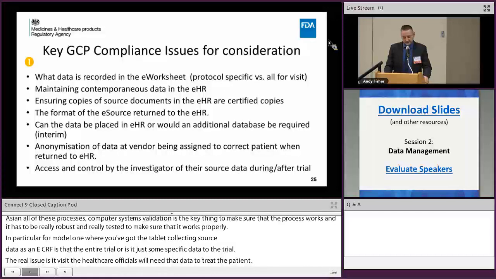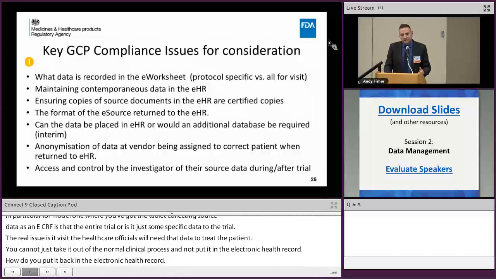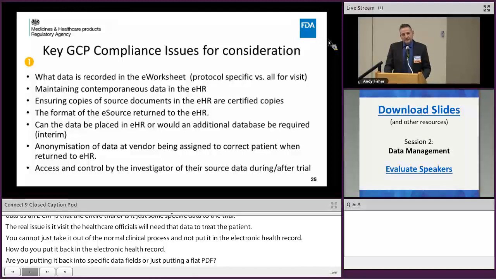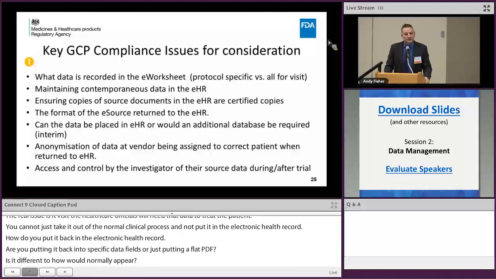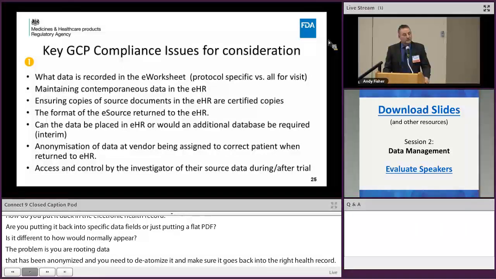How to ensure it's a certified copy? Are you putting it back into specific data fields, or just putting in a flat PDF? And if it's different to how it would normally appear in the electronic health record, would the other healthcare professionals be able to see it? Another problem is you're removing data that's been anonymized, but to put it back, you need to de-anonymize it and make sure it goes back into the right patient's electronic health record as well. So that creates other potential issues for data integrity. And of course, we need to make sure that the investigator is maintaining control of all this data and that the sponsor's not got exclusive control.